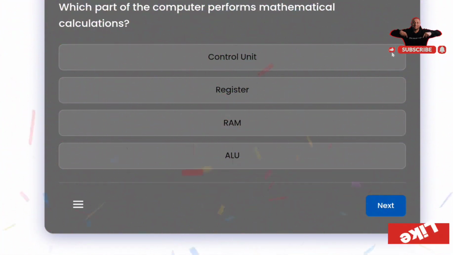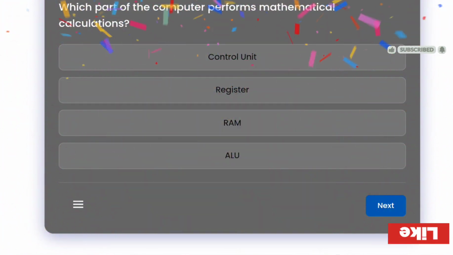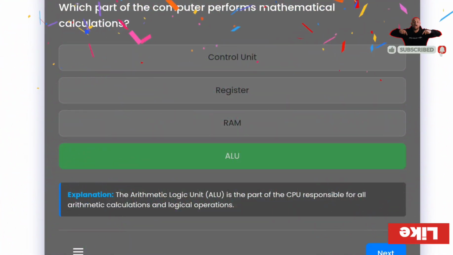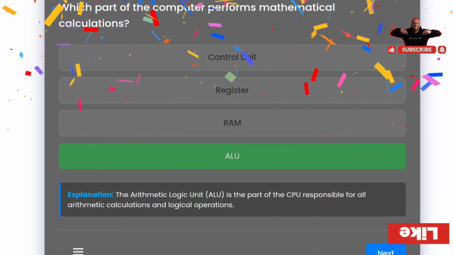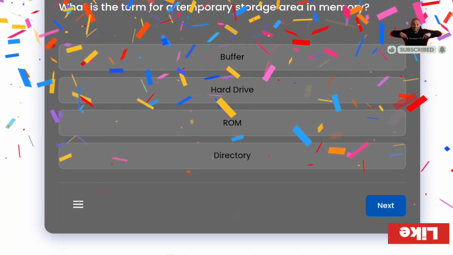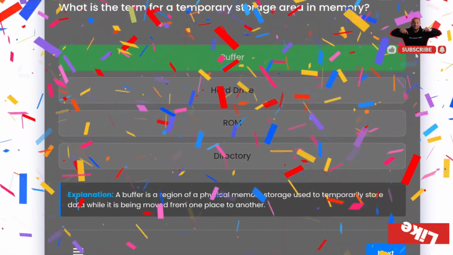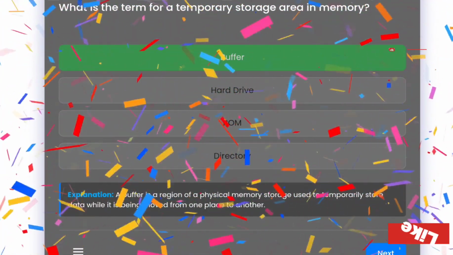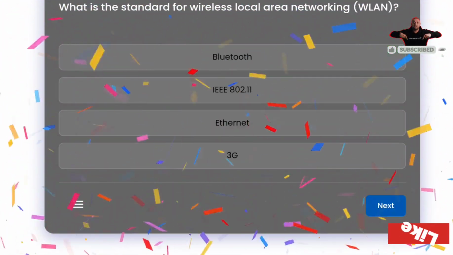नेक्स्ट क्वेश्चन. Which part of the computer performs mathematical calculations? ALU, arithmetic logic unit, is the part of the CPU responsible for all arithmetic calculations and logical operations. What is the term for a temporary storage area in memory? Buffer. A buffer is a region of a physical memory storage used to temporarily store data while it is being moved from one place to another.